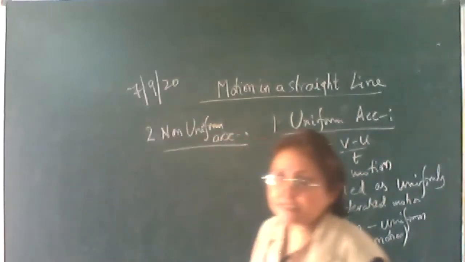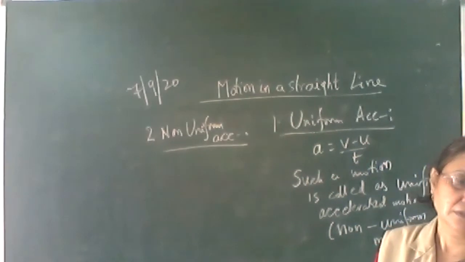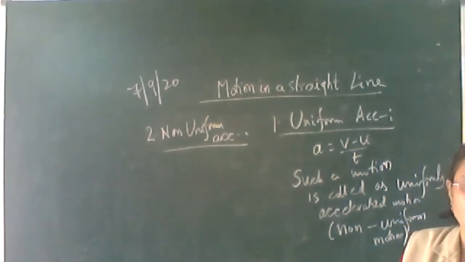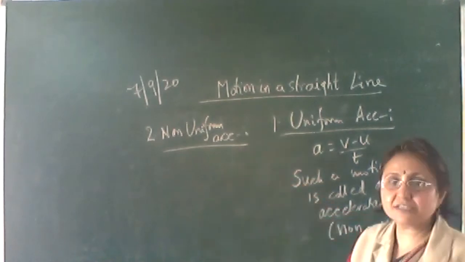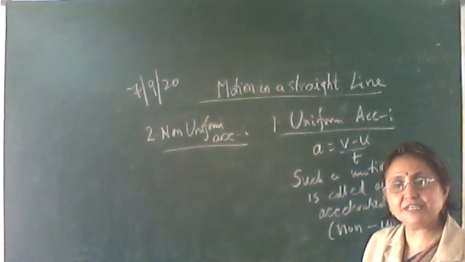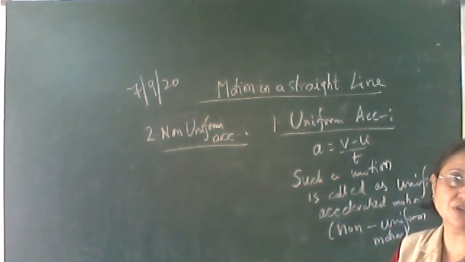Okay, when will the acceleration be non-uniform? Non-uniform means it is not constant. Suppose the body has an acceleration of 2 meter per second square right now, and then it changes to 3 meter per second square, 40 meter per second square, then 0.5 meter per second square. So the acceleration is non-uniform. Such an acceleration we call non-uniform acceleration.